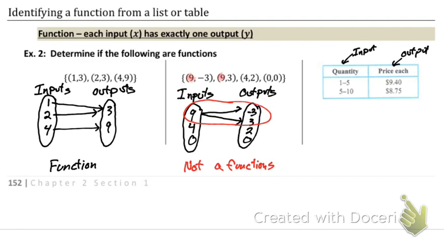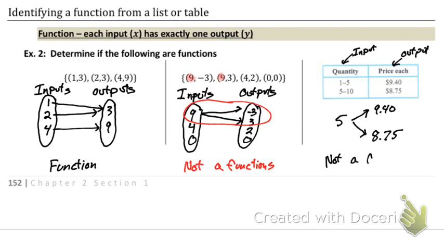Is this a function? Jack, you had your hand up first. It is not a function. Why is it not a function? Luke? Because 1 through 5 and 5 through 10 both contain the same x value. It goes to 2 different numbers. 5 goes to 940. So if I have 5 items, I either pay 940 or I pay 875. Does that make sense? Pick your poison. I picked 875. That's sneaky.